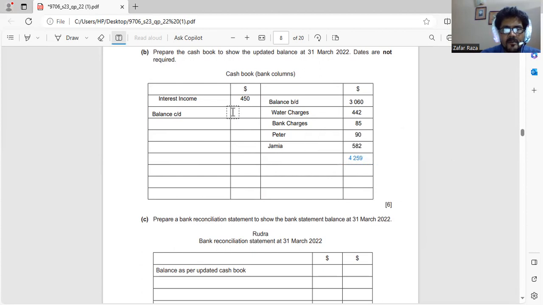Now 3809. So again, the totals here are the same, 4259. What students leave: when you are taking out balance c/d, please write balance b/d as well. Don't forget to write balance b/d over here. That would deduct your marks. $3,809. Done. Okay.